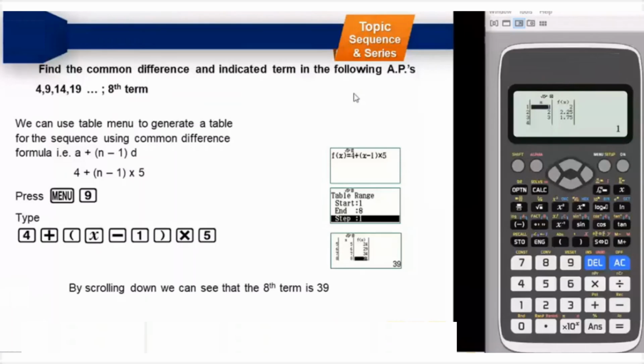And the formula for such terms is a plus n minus 1 d. So what we can do is use the table menu to generate a table for the sequence using the common difference formula, that is a plus n minus 1 d. First term is 4, n will be replaced by x, and common difference is 5. So you will have to go on to the table menu.